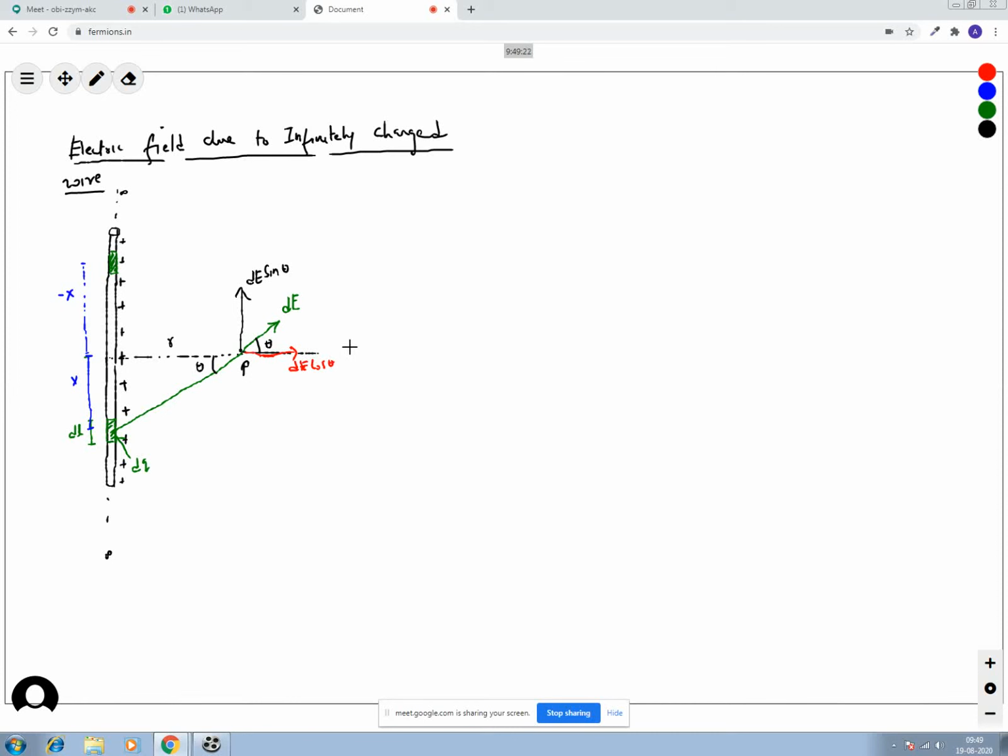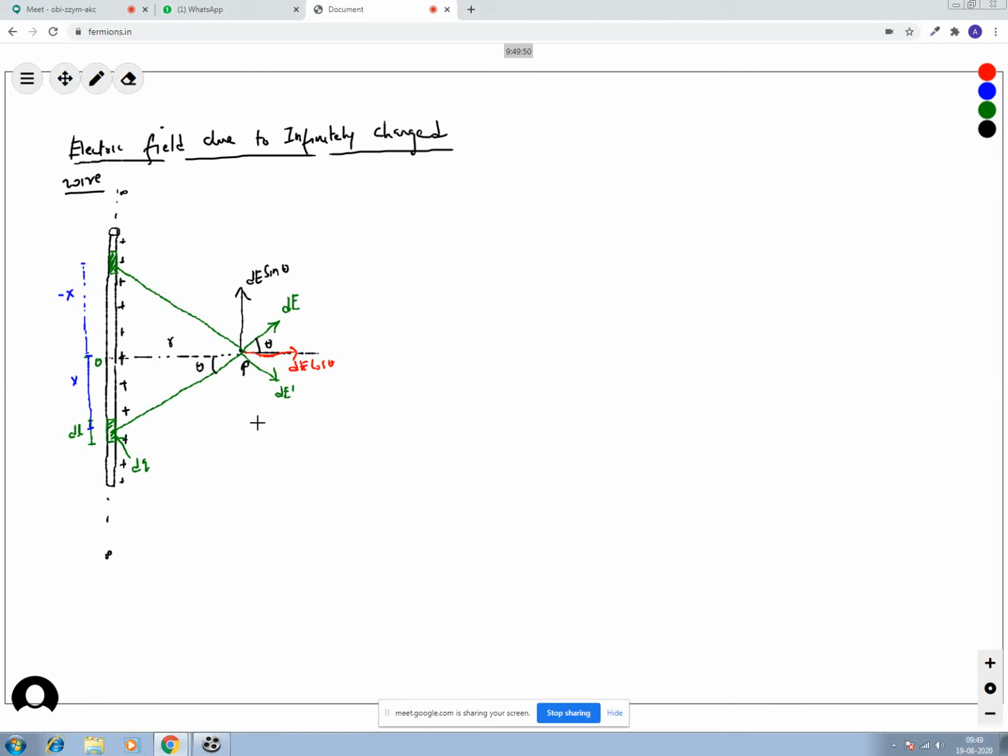Fine. Similarly, look from this side. Here also, this portion will have some influence of electric field at P, because they are symmetrically at a distance x and minus x from the point of origin. Right or not? So they will have some electric field here also. So two electric fields are present here. Let me name this as dE prime.